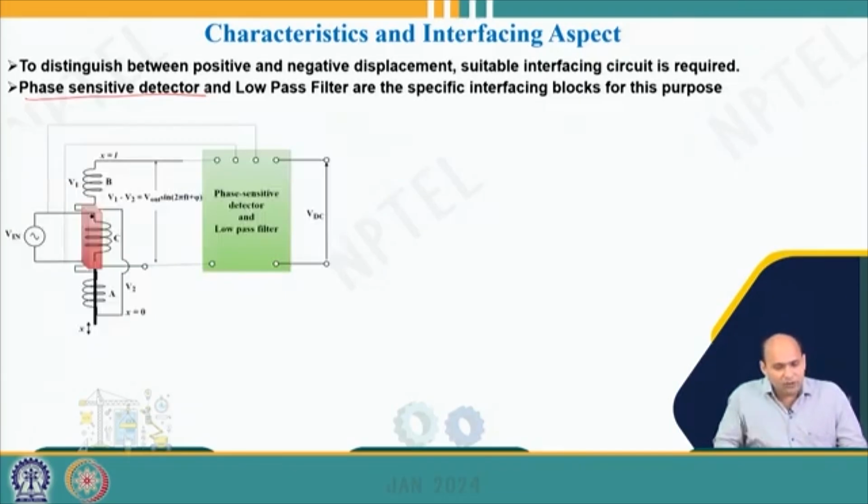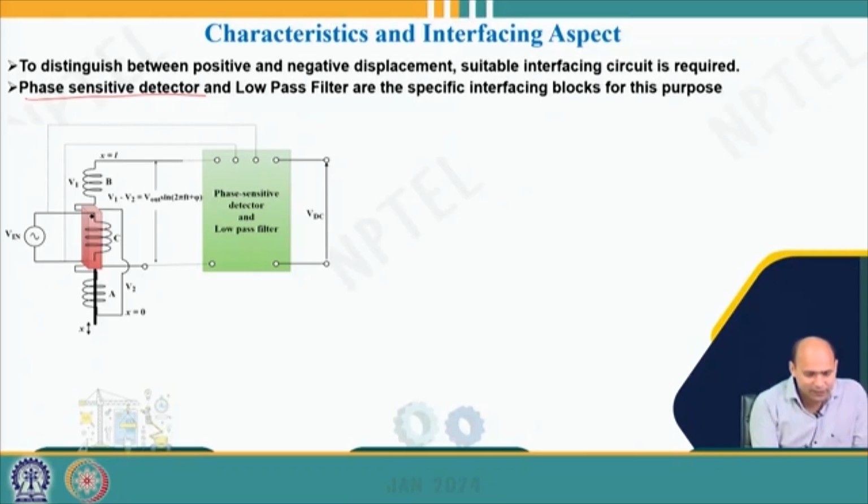Now let us look at how the typical operation happens over here. So here the equivalent diagrams are shown. This is your primary coil, and these are the two secondary coils. They are connected in series opposition, and from here I am getting the output voltage, right? So if I compare the output and input, the frequency is the same, but the phase difference will be there.